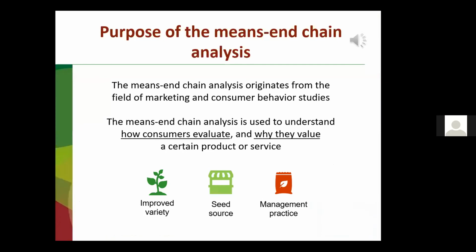The means and chain analysis already exists for quite a while, and it originates from the field of marketing and consumer studies. It was designed to understand how consumers evaluate and why they value a certain product or service. In the case of our research field, this can be how farmers view an improved variety or a certain seed source or management practices, inputs. So it can be used for a variety of things.